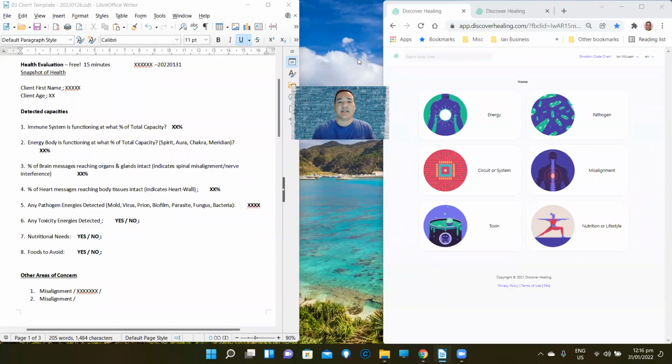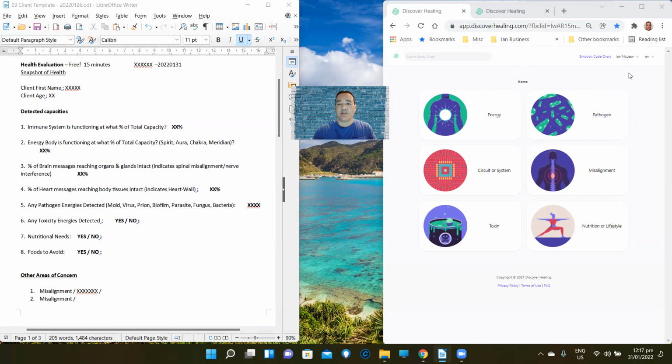Hi, everybody. I'm offering a free health evaluation that will take about 15 minutes, and I'm using the Body Code. I've shared my screen, so you'll see the Body Code app on the right-hand side.